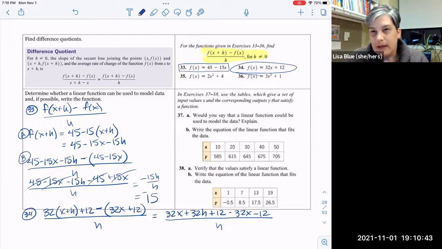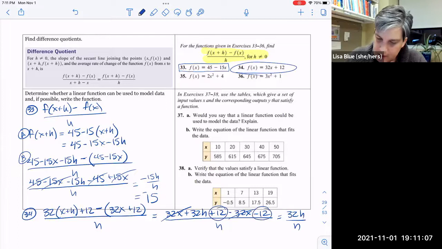And usually these are going to cancel out, so that you don't have any terms remaining that don't have an h in them. And so if you look at 32x, that's going to cancel with -32x. If you look at 32h, it can't combine with anything. So that's the one that's going to stick around. Okay. And then we've got positive 12 and -12, so they're going to cancel out. And so we're going to simplify that and get 32 for an answer.